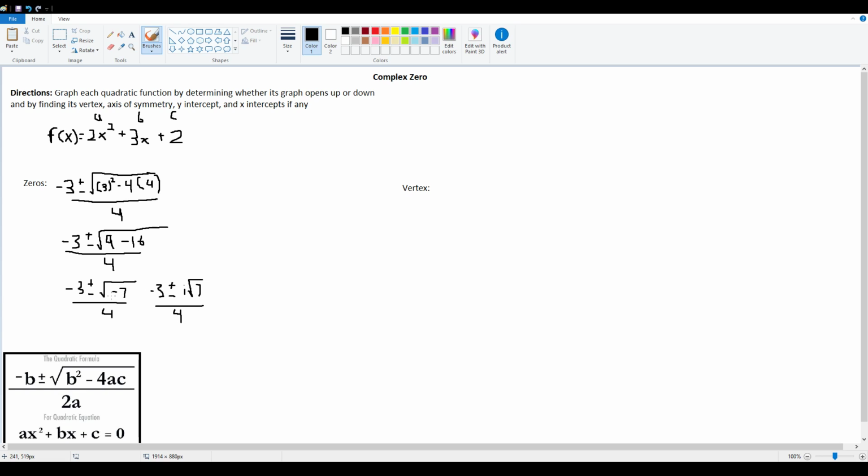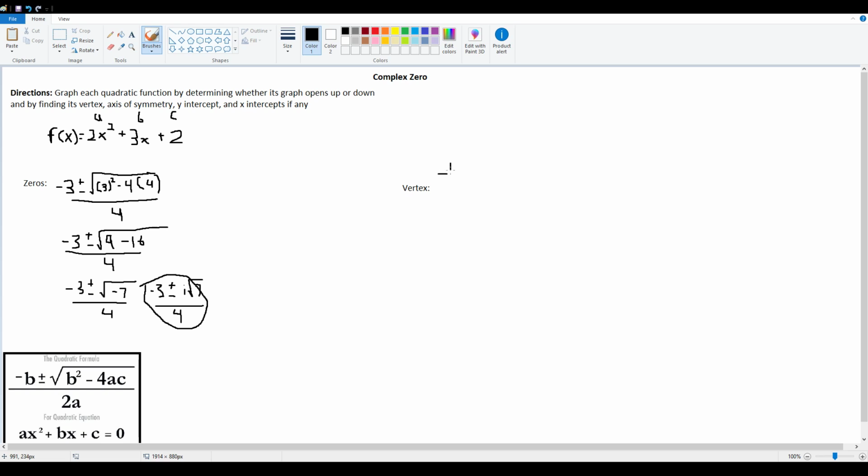When you have a negative square root, you will put an i on the outside of the square root and put the number inside the root. So those are your zeros. It will be negative 3 plus i root 7 over 4 and negative 3 minus i root 7 over 4. Now let's find the vertex.